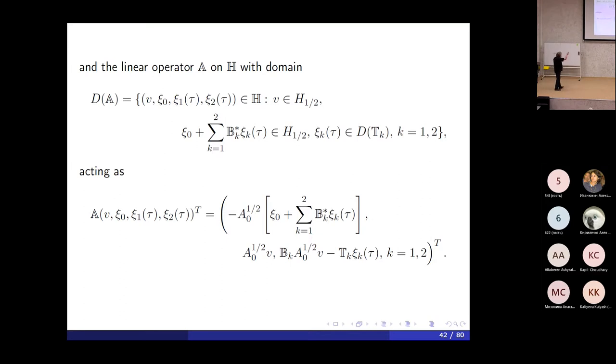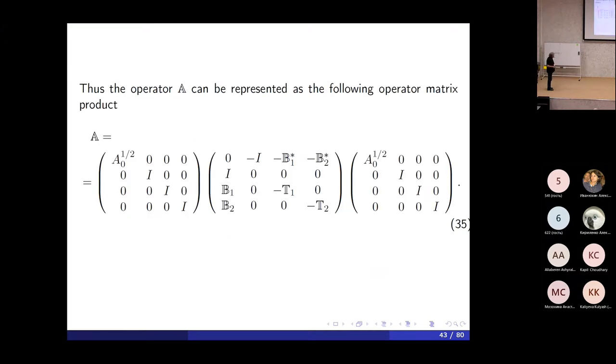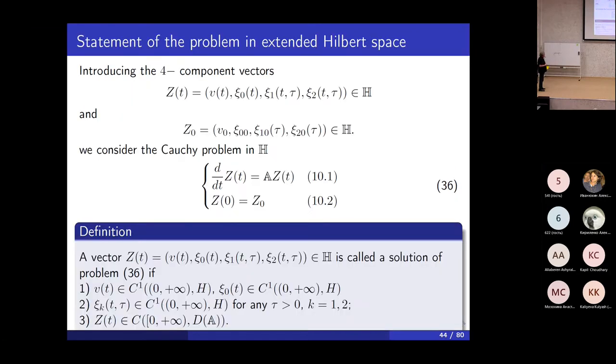The domain of the operator is as follows, and the action of this operator is given by such a formula. Not pleasant enough, but if we write it in matrix form, it's a more pleasant picture, you see. The main information about operator A is the second matrix you see here, because the first and third are quite easily constructed. So our problem may be rewritten, as in the monograph of Selim Krein, as an ordinary differential problem 36. We give a quite natural definition of the solution of this problem, you see.